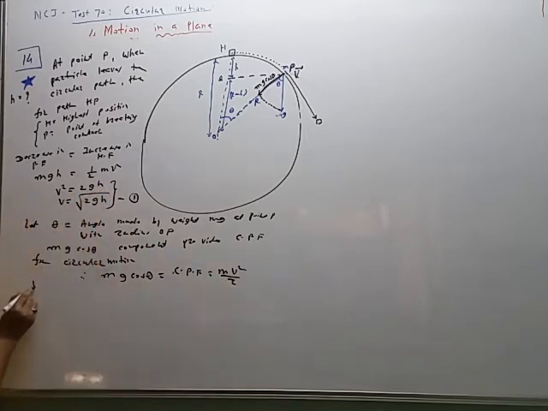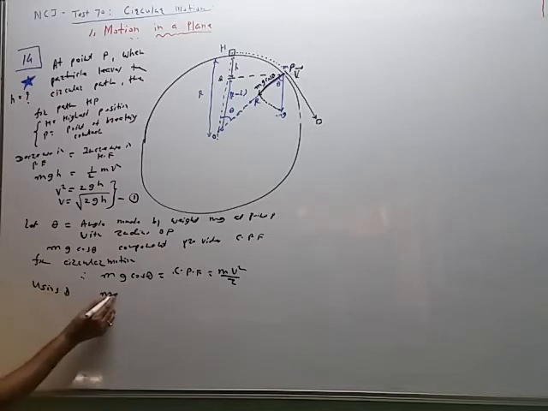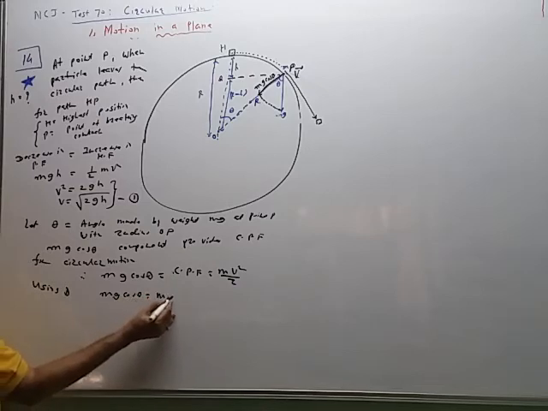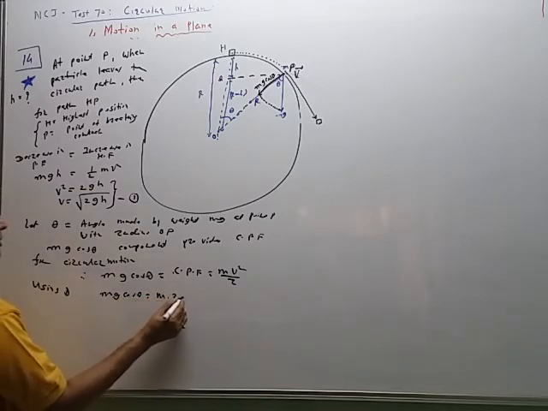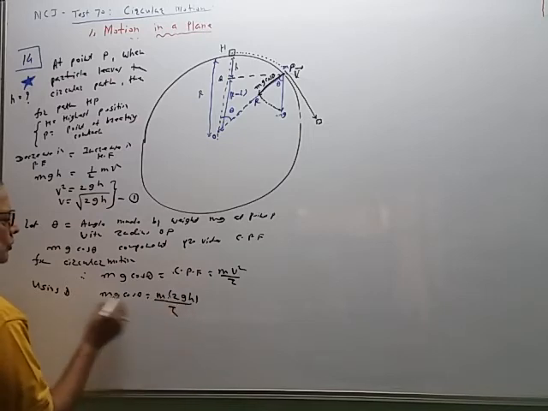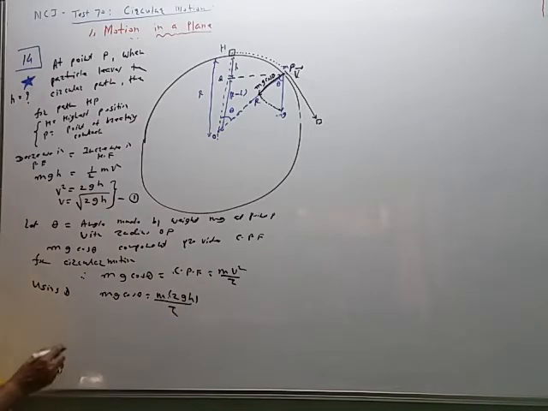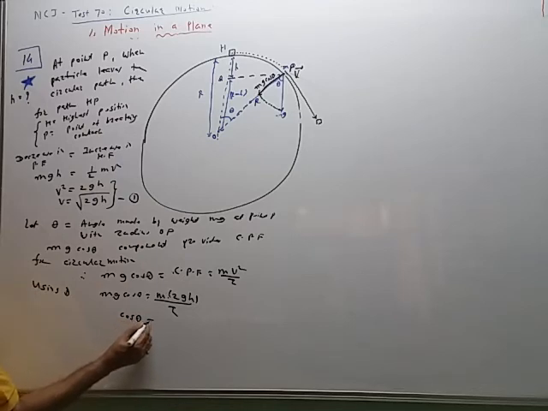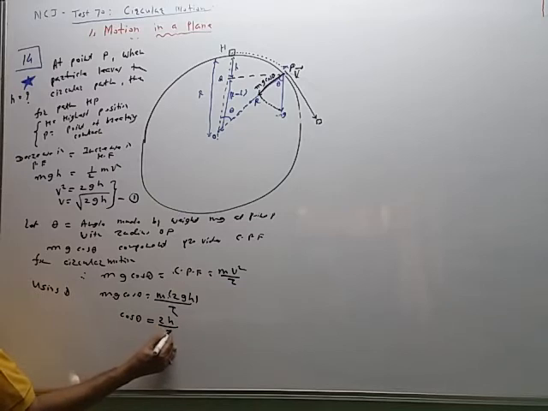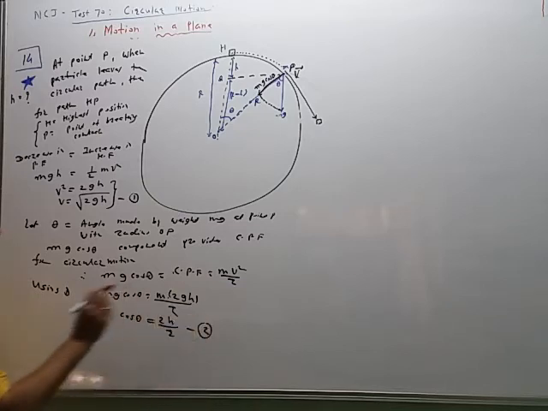Now use equation 1. So mg cos theta is equal to m into 2gh upon R. So m will get cancelled, g will get cancelled, therefore cos theta is equal to 2h upon R. So this is equation 2.